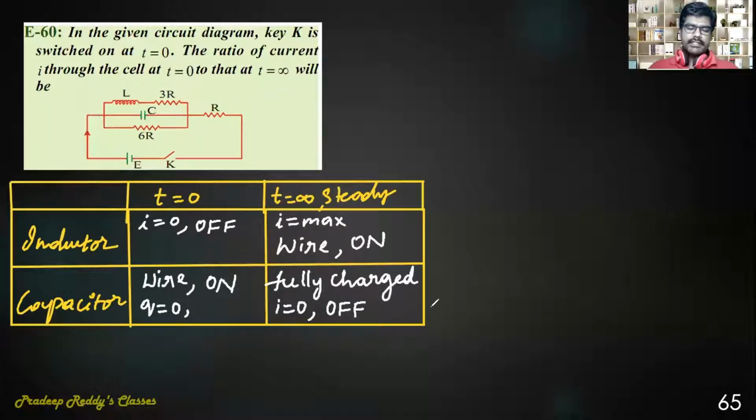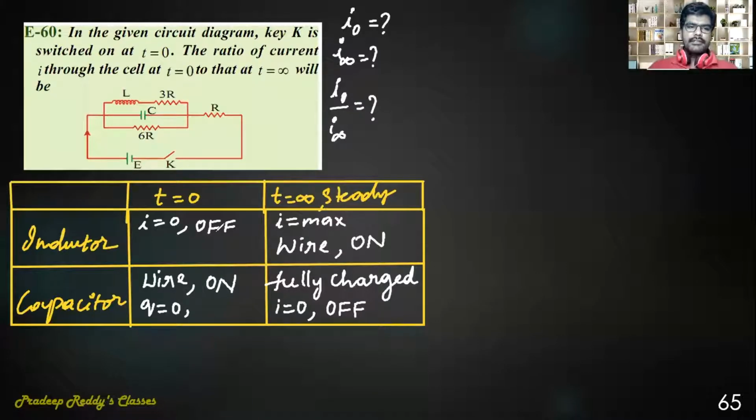Now you will use these two conditions in this circuit problem and we will solve this problem. When time t is equal to 0, you are asked to calculate the ratio of current I through the cell at t equal to 0 to that at t equal to infinity. I0 is equal to how much, you should find. I at infinity is equal to how much, you should find, and you need to take the ratio of that. I0 and I infinity, you should calculate this.